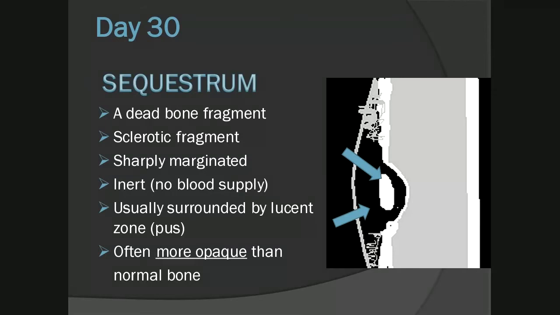So by day 30, a sequestrum forms, and this is an important concept to understand. A sequestrum is a dead fragment of bone, and it looks quite sclerotic and more radio-opaque than normal cortical bone. It tends to be sharply marginated, and the reason for its appearance is because it's inert. It has no blood supply left, so it's dehydrated, and that's why it's more sclerotic.